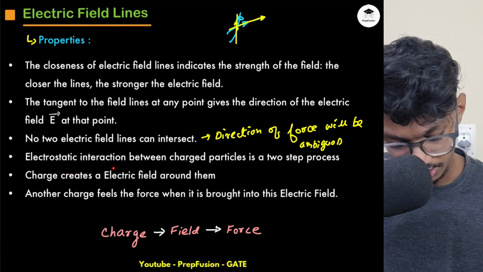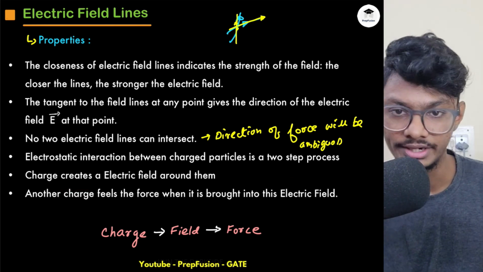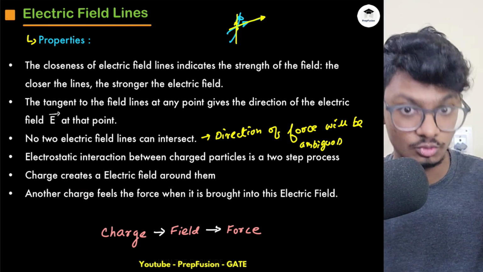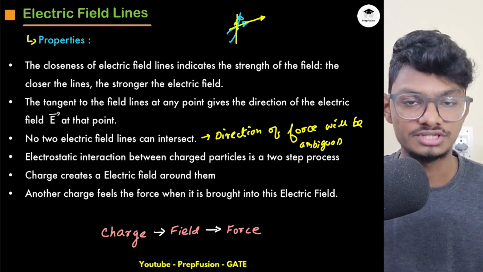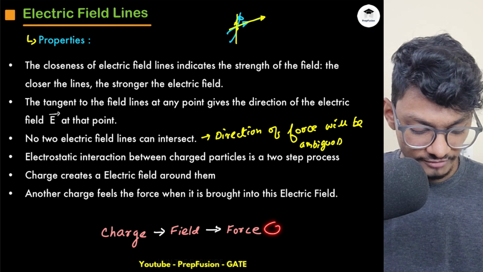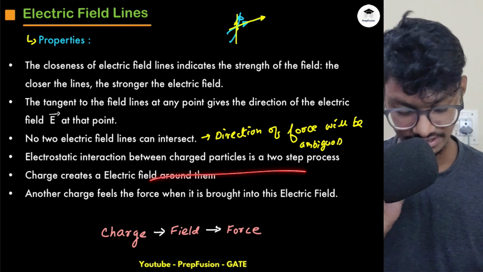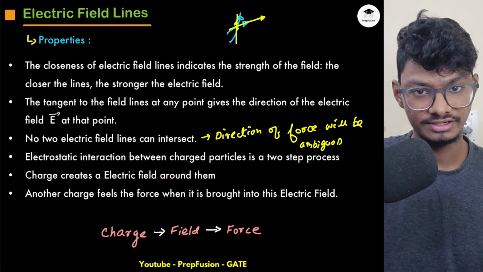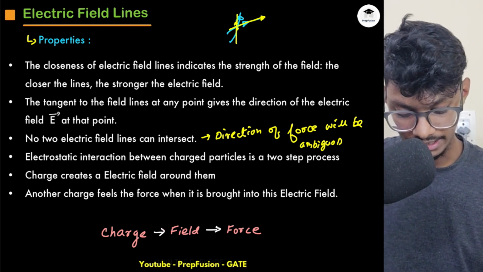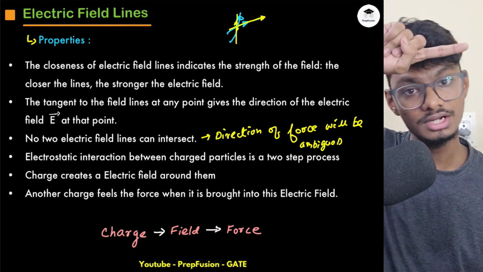Electrostatic interaction between charged particles is a two-step process. First, like I told you, two charges experience a force known as Coulomb's force, according to Coulomb's law. But what happens is that it is a two-step process. The force between charges is a two-step process. First, the charge generates the electric field. Both charges generate electric fields, and the electric field due to the other charge will generate a force on the other charge.